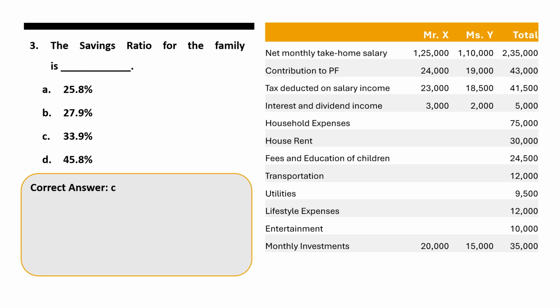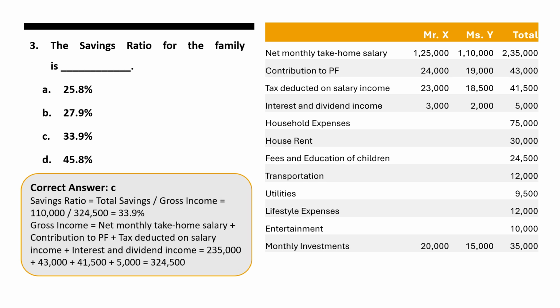The correct answer here is C, that is 33.9%. And how we got this? Let's see the calculation here. So savings ratio is equal to total savings divided by gross income. Total savings, as I said, we computed in the previous question, that is 1,10,000, and we divide this with the gross income and we get the answer as 33.9%.